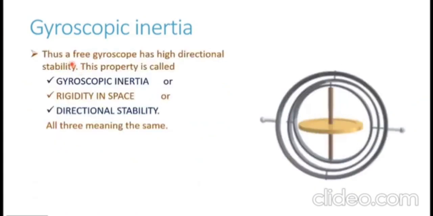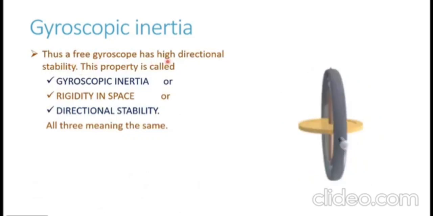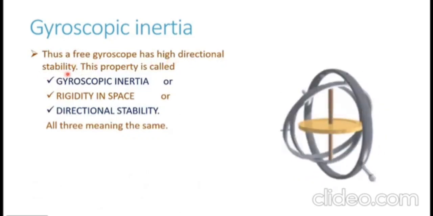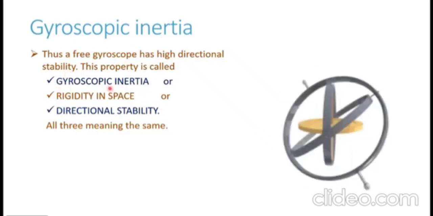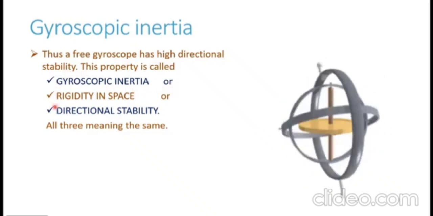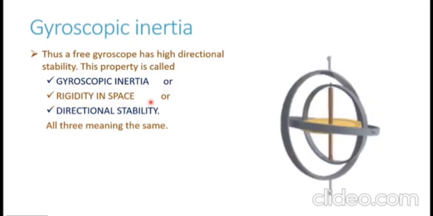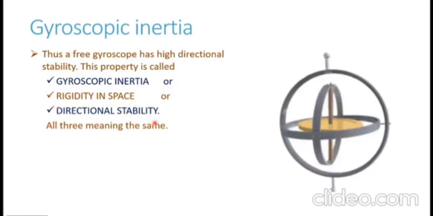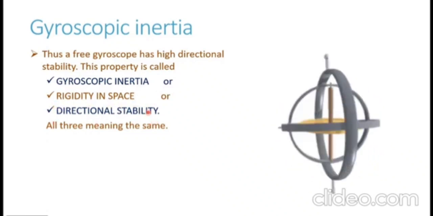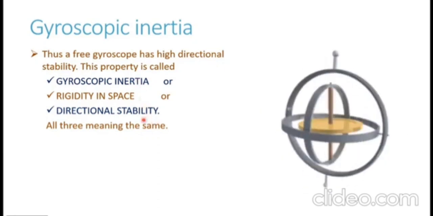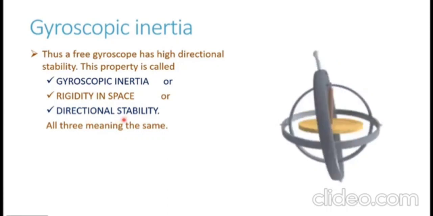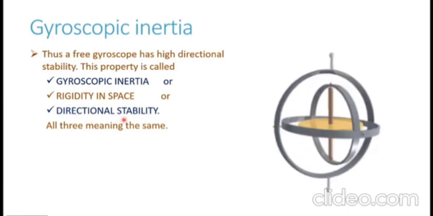So thus we can say that a free gyroscope has high directional stability. This is known as gyroscopic inertia or rigidity in space or directional stability. This property can be denoted by any of these terms: gyroscopic inertia, rigidity in space, or directional stability. All three of them mean the same thing.